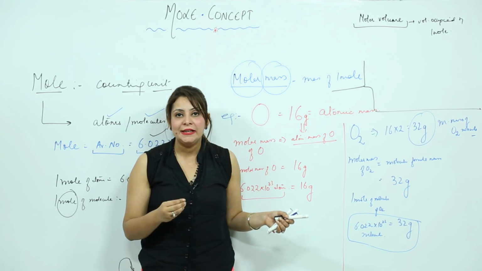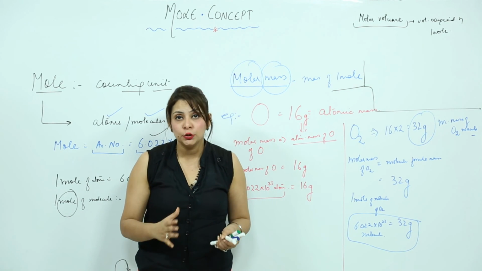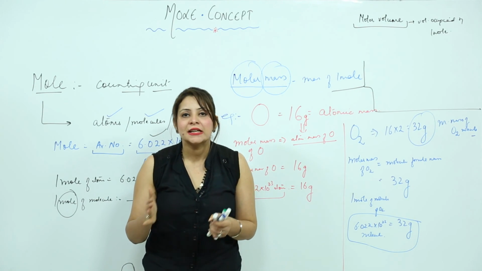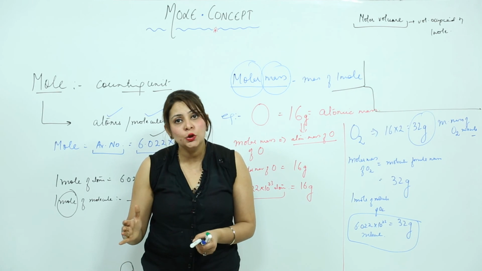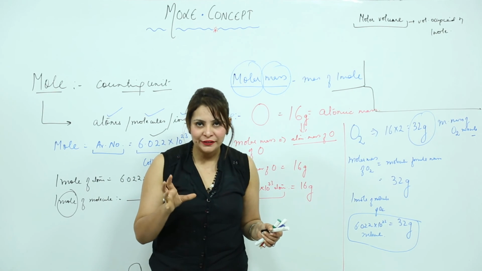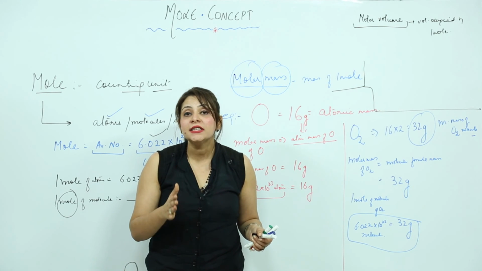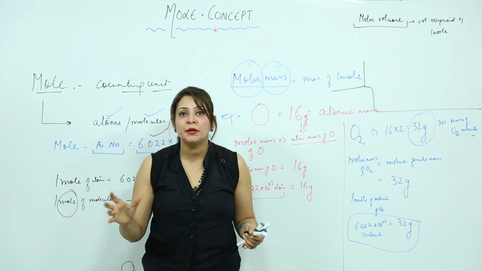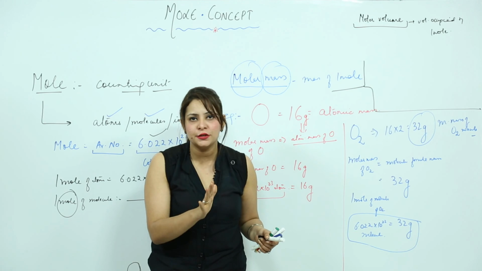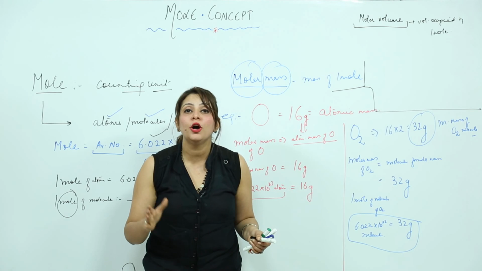So Avogadro was the scientist. He formulated his law, Avogadro law, on the basis of certain experiments, and what he concluded was that equal volumes of gases contain an equal number of molecules at the same condition of temperature and pressure. I repeat, equal volumes of gases: if two or more gases have the same volume, they will contain an equal number of molecules. So whether they are nitrogen or oxygen or any other gas, irrespective of the nature, if the volumes are the same, they are going to contain an equal number of molecules.